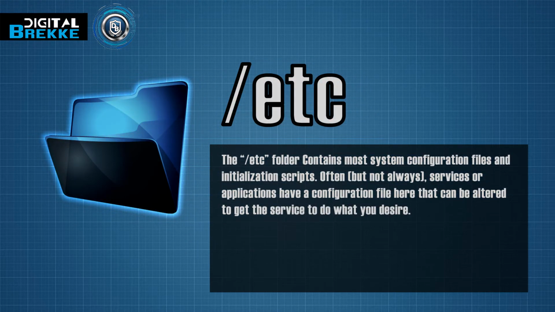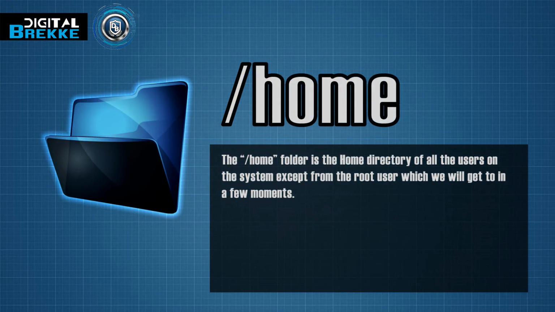The /etc folder contains most system configuration files and initialization scripts. Often, but not always, services or applications have a configuration file here that can be altered to get the service to do what you desire. The /home folder is the home directory of all the users on the system except for the root user, which we will get to in a few moments.